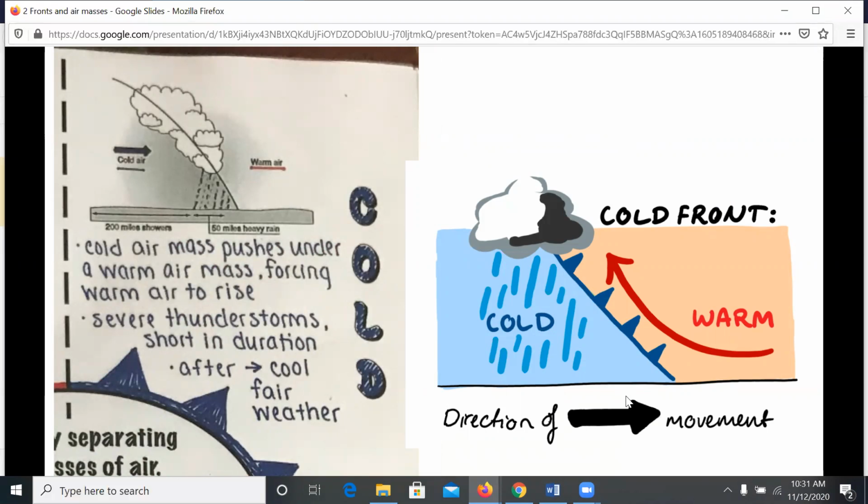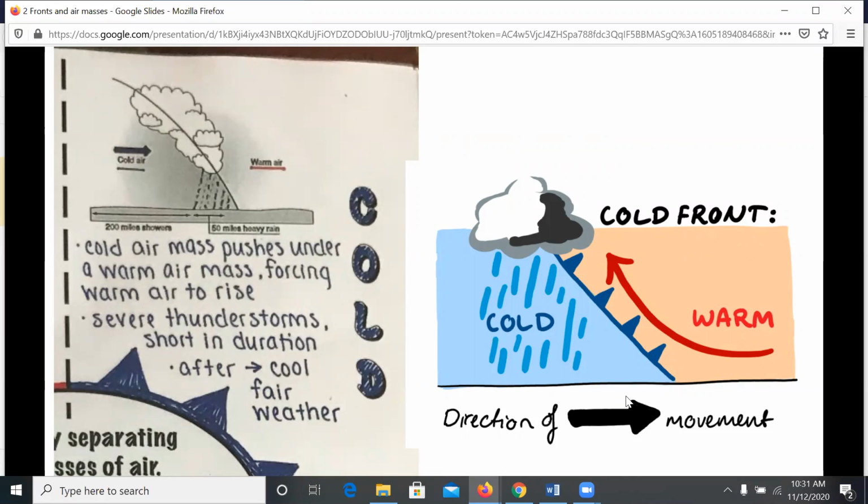After a cold front passes through, we will expect to see cool, fair weather. Okay, so with our warm front, our warm air was hitting a standstill cold air mass, and our warm air was moving up and over our cold air mass. With our cold front, our warm air is stationary and our cold front moves in and slides up or underneath the warm air as it passes up.